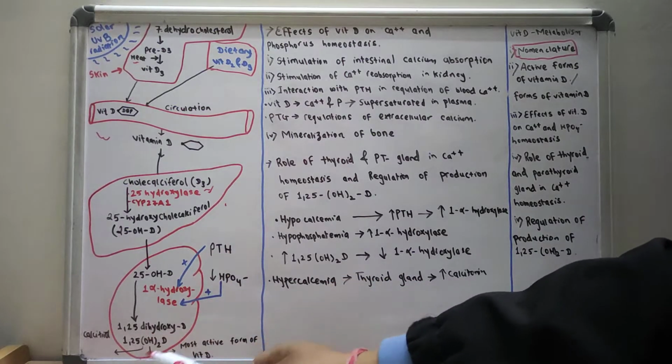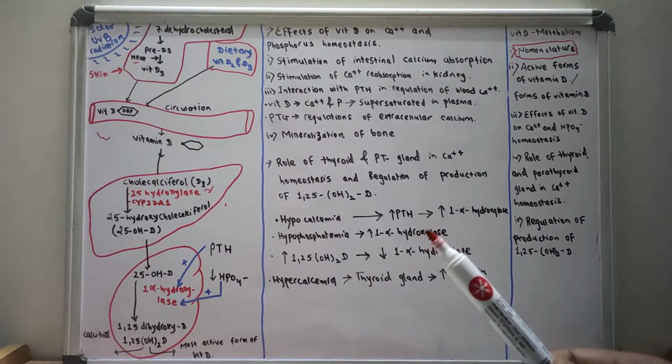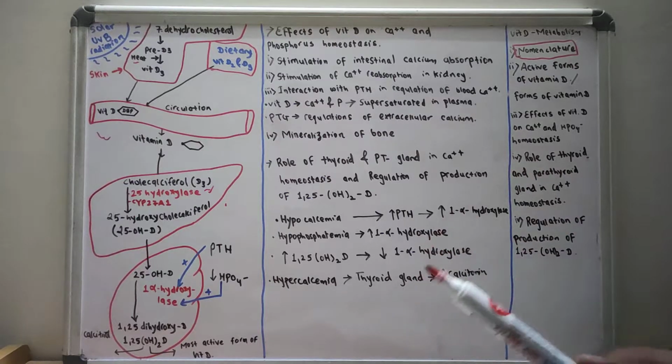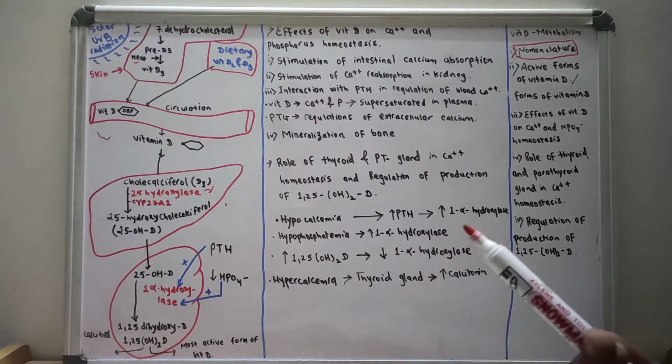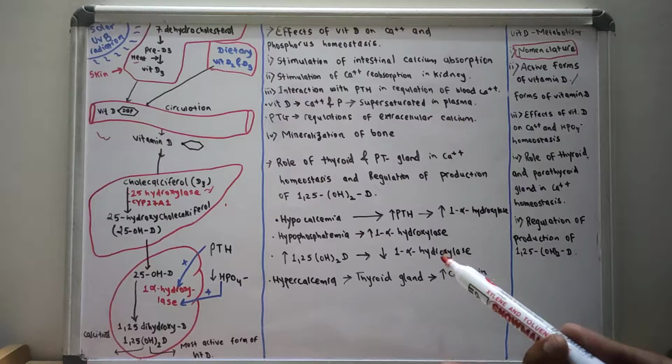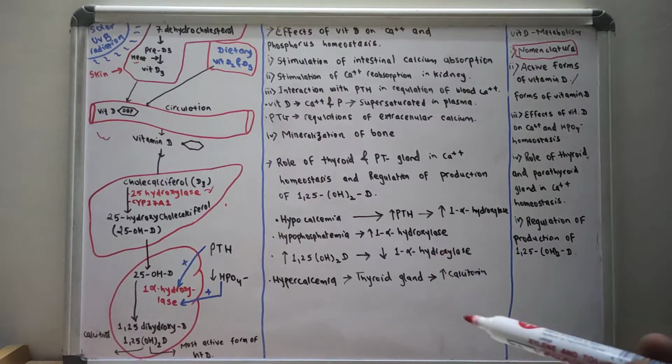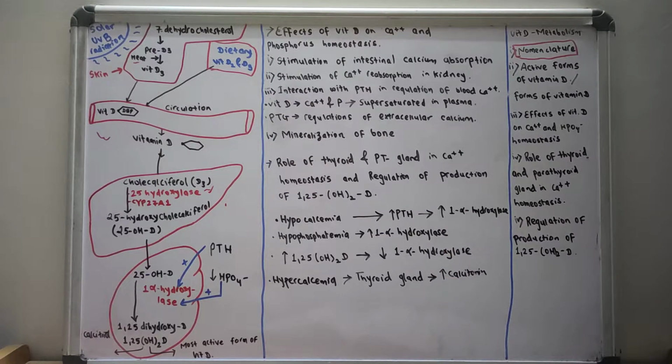So calcitriol is the most active form of vitamin D, and there are various effects of vitamin D on calcium and phosphorus homeostasis, and also various other effects that help in the metabolism of calcium, phosphorus and vitamin D.